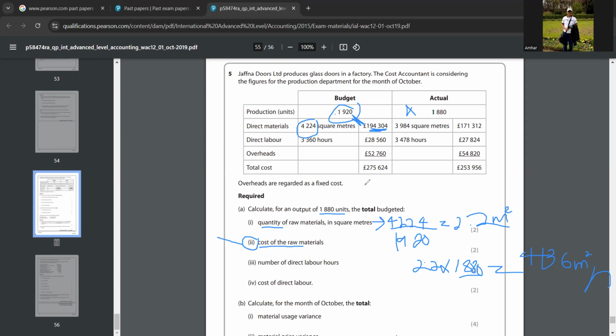I got it now. Okay, so earlier what we did, this one divided by 1,920 into 1,880. Now same thing, but the value, 194,304 divided by the budgeted production units into actual, 1,000 divided by 1,920, that answer into 1,880. Did you understand that now? Yeah, I understand that. Okay, so can you do that now? Okay.